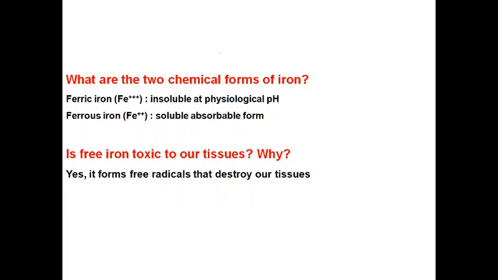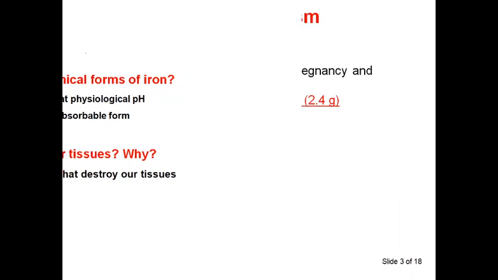Iron is highly toxic because it can generate free radicals which can destroy tissue organelles. So iron is kept bound to different proteins like transferrin, ferritin, etc. So it is not present in the free form.